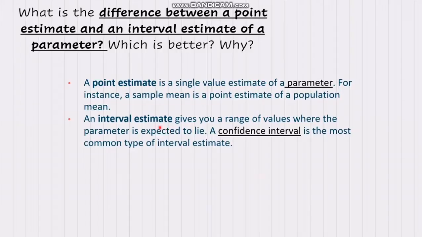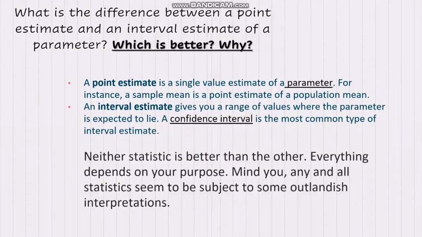If an interval estimate is symmetric, the midpoint of the interval is a reasonable point estimate, but not necessarily the maximum likelihood estimate. This is especially true for positive quantities like standard deviation. Neither statistic is better than the other. Everything depends on the purpose. So that's it.